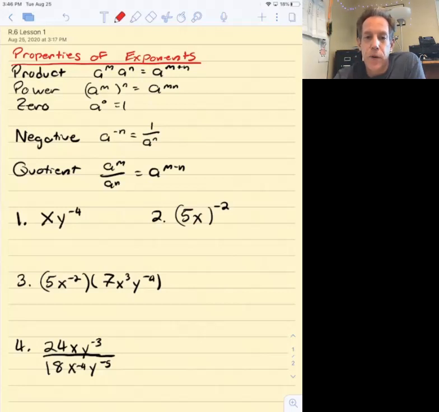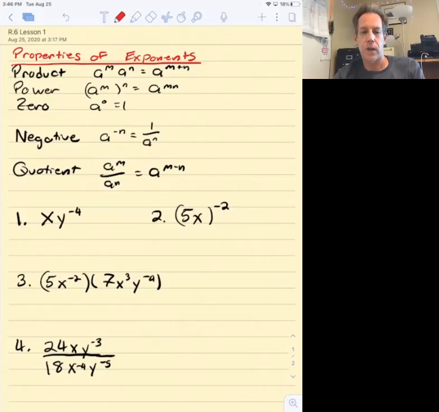But the negative exponent just tells you that if you have a negative exponent, you're going to take the reciprocal of the base. And the quotient property says if you are dividing like bases with different exponents, then you can just subtract the exponents. And so we're going to use those properties on problems 1 through 4, where we're going to simplify.